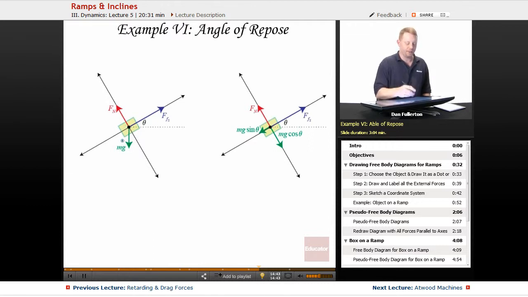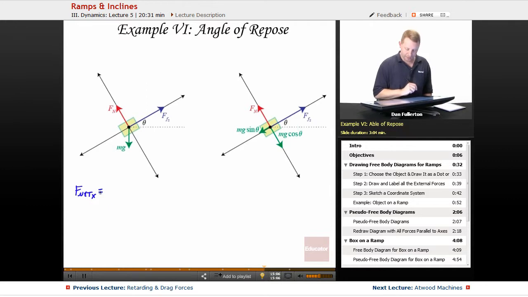And we're going to lift it up until that angle is right at the point where the box just begins to move. Right there. And then we can draw our pseudo free body diagram, just breaking up mg into components parallel and perpendicular to the ramp, as shown. Now, if we want to find the coefficient of friction, we'll start by writing Newton's second law in the x direction.